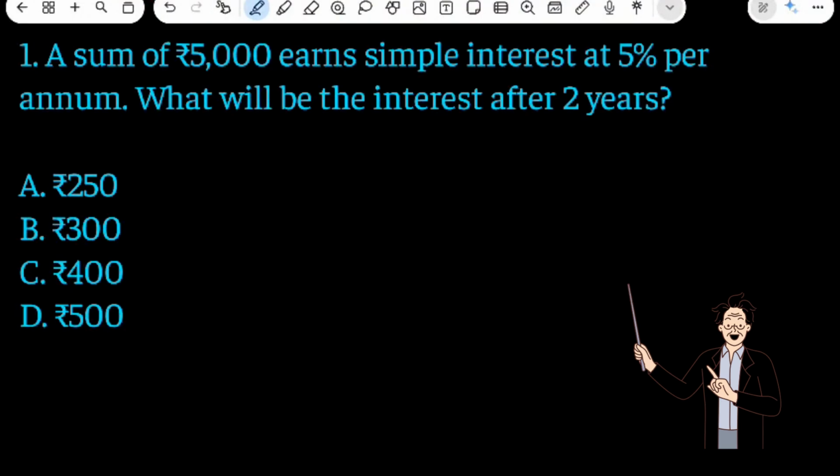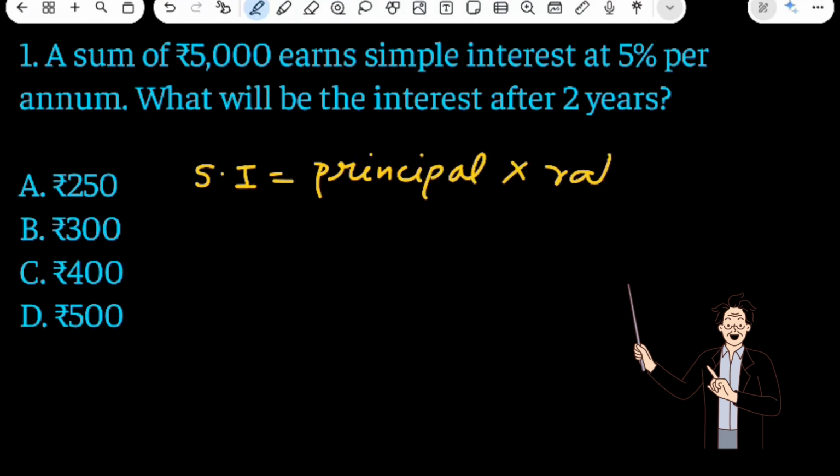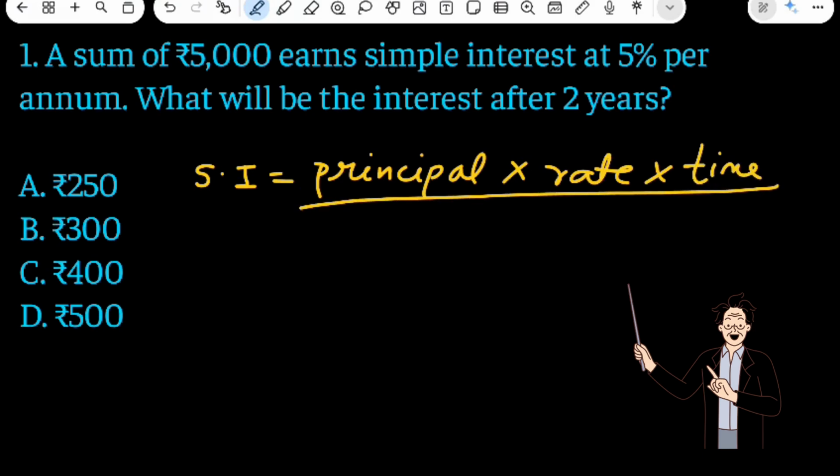Now simple interest is basically equal to the multiplication of your principal, then multiplied with rate and multiplied with time. Alright students, the whole should be divided by 100. So this is the final formula of your simple interest.